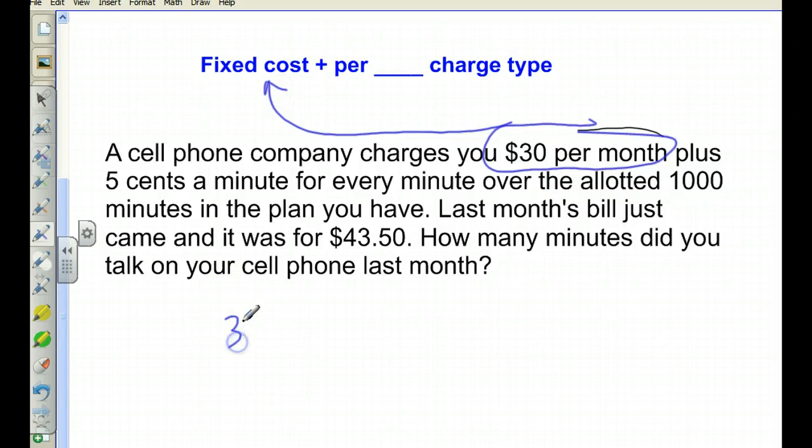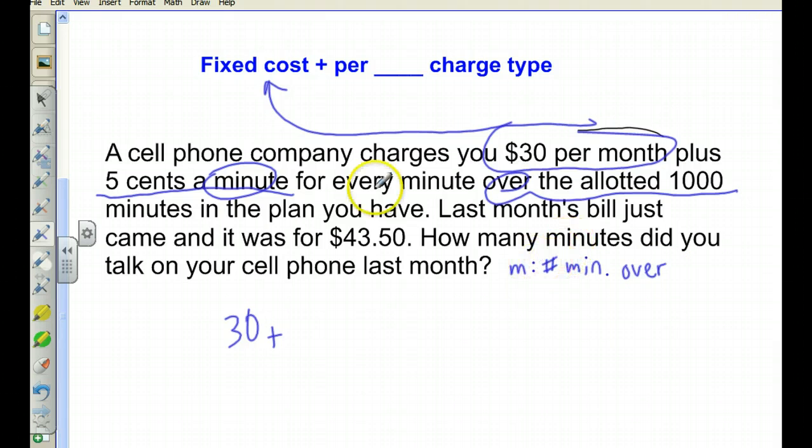We've got $30 plus a per whatever charge. In this sense, it's 5 cents a minute. And we want to define our variables. We could use something like X if we wanted to, but it's per minute, so I might be tempted to use M. First you might want to say number of minutes. However, that's not quite specific enough because this is every minute over the allotted 1,000 minutes. So the number of minutes over your plan, or overage minutes, you might want to call those.